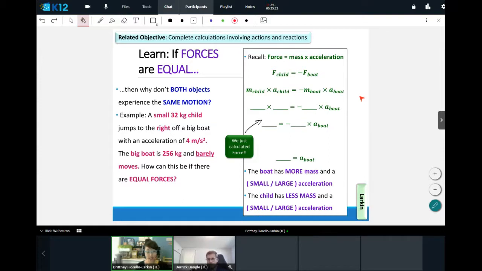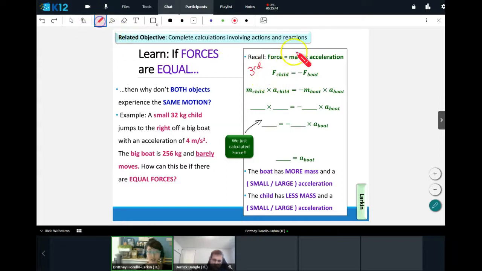Excellent. All right. Well, this has to do with what we literally just took a look at. So let's go ahead and talk a little bit about this. Again, Newton's third law says that forces are equal and opposite. So the force of our child will be the opposite, or negative, of the force of our boat. Cool. So that part makes sense.